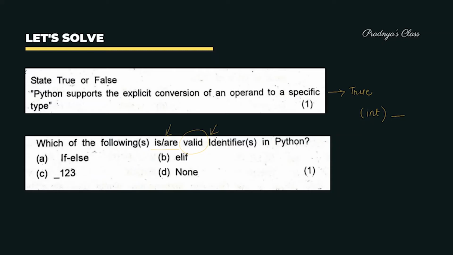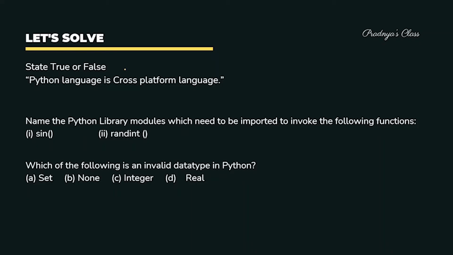If dash else, this is invalid because dash is not allowed. Elif is a keyword, so it is also not valid. None is also a keyword, so it is not valid. Underscore 1 2 3 4 is valid because the first character can be underscore, so the correct option is C. Here we have to find out the valid identifier, so only the identifier written under option C is valid. Okay, let's move ahead with the next question.